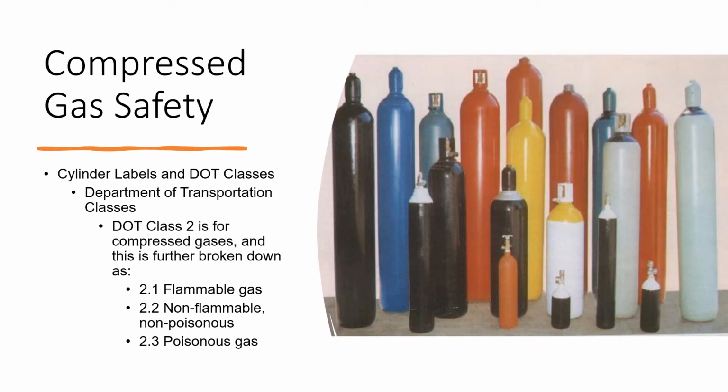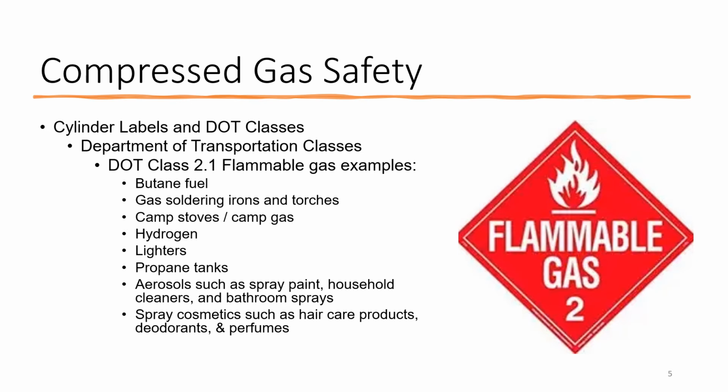So as we break it down further into class 2, we look at the different groups. So we have class 2.1, flammable gas, class 2.2, non-flammable and non-poisonous, and then finally 2.3 is a poisonous gas. You can look from all the cylinders that we have here. They come in all shapes and sizes. Some have caps, some don't. So once again, you always have to read and understand exactly what that label is. Let's look at the first one here, class 2.1, flammable gas. Let's look at a couple of examples here.